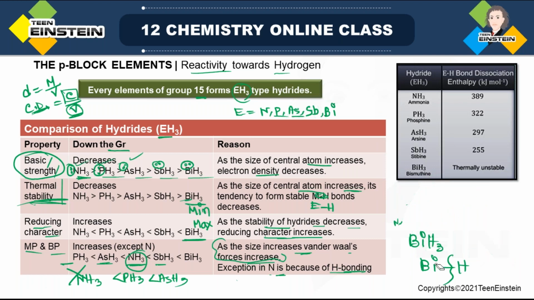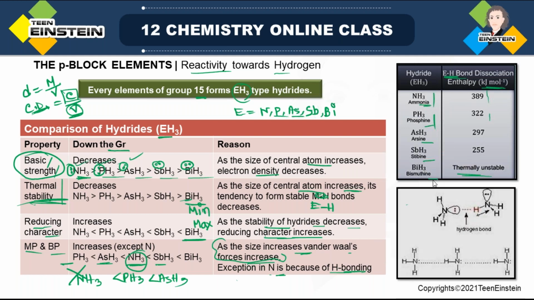Here we have some values of the EH bond. See, these are the hydrides and EH bond dissociation enthalpy in kilojoule per mole. The values are given. The last one is highly thermally unstable. And here we have some names also. This is called ammonia, this is phosphine, arsine, stibine, and bismuthine.